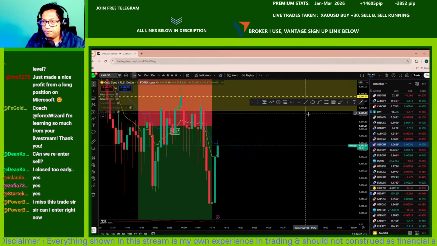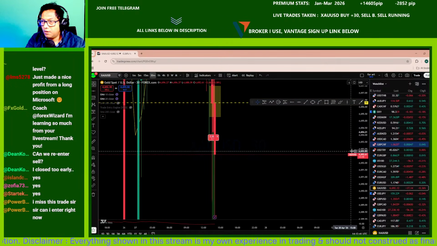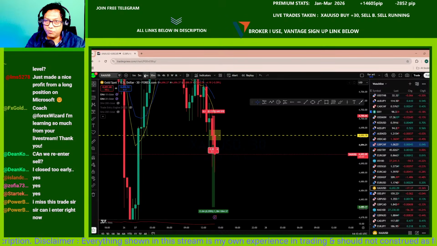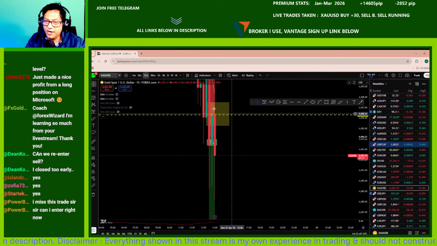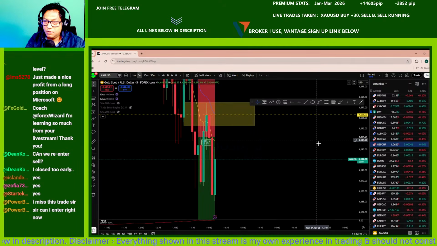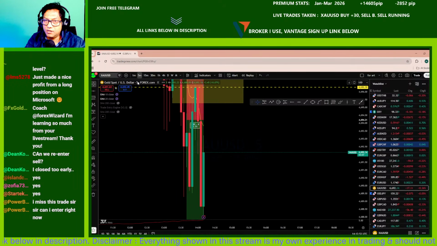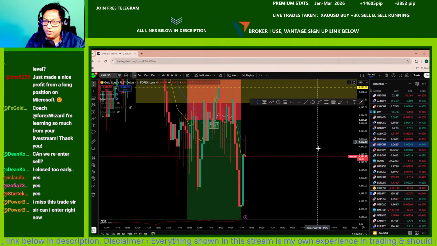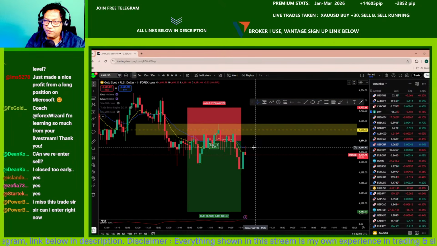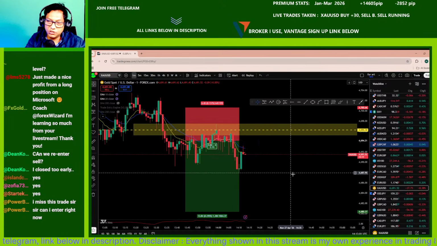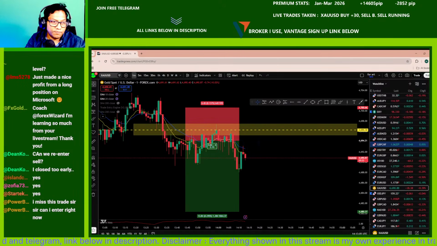Looking forward to see the market break that low. If you look here, it's a bearish engulfer. With this downside move, if you look at the 10 and 20 exponential moving averages, you want to see the market successfully break that low. The trend is down.